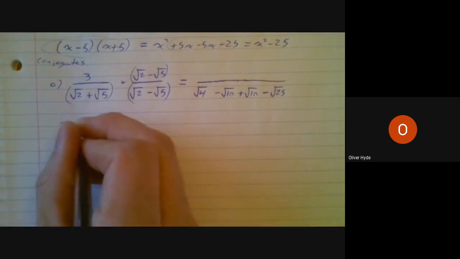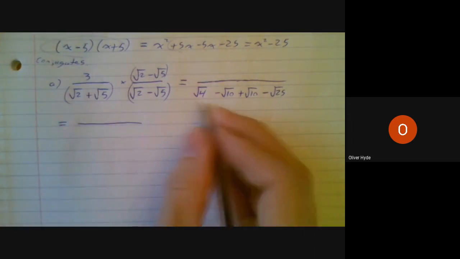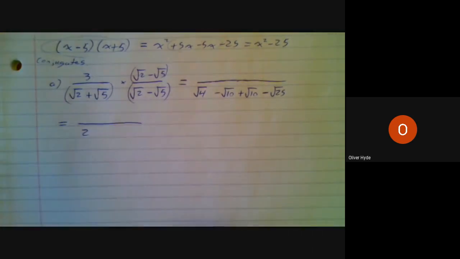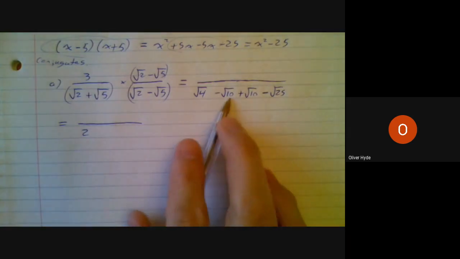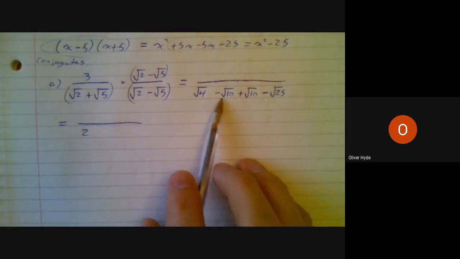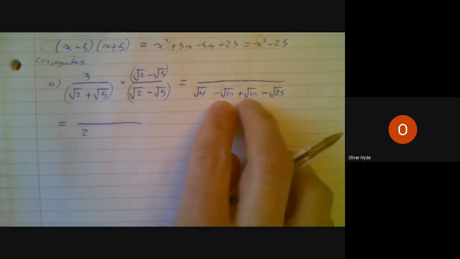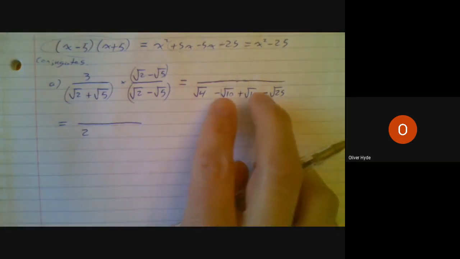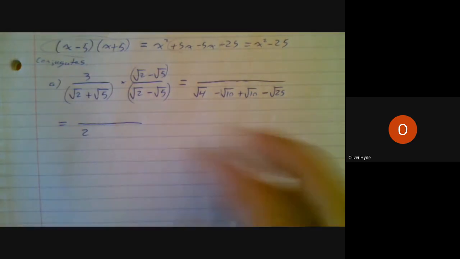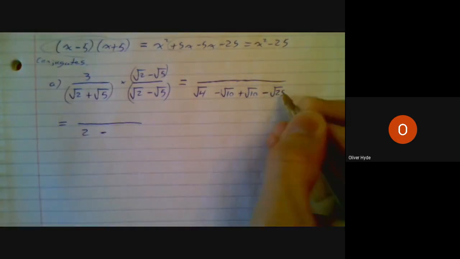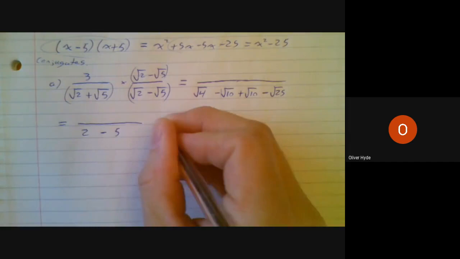Let's continue down here, focusing on our denominator. I know the square root of 4, that's 2. I don't know what the square root of 10 is. It's like 3.1 or something like that. But I know that negative 1 root 10 plus 1 root 10 is going to give me 0 root 10s, eliminating the irrational part. And then I'm going to subtract whatever the square root of 25 is. I know what the square root of 25 is.